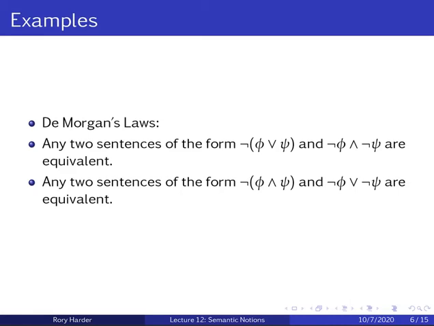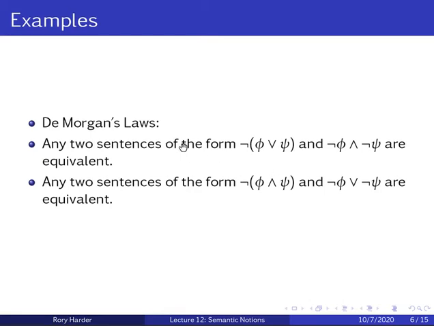So here are some examples of equivalent sentences. Any two sentences of the following form are equivalent. First, not (phi or psi), and not phi and not psi. This is something that came up, I think, last week: to say that not (phi or psi) is true is the same as to say that not phi and not psi. Another way of putting this is that both of these are equivalent ways of formalizing the claim that neither phi nor psi is true.